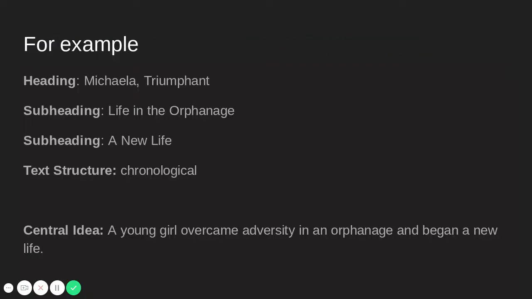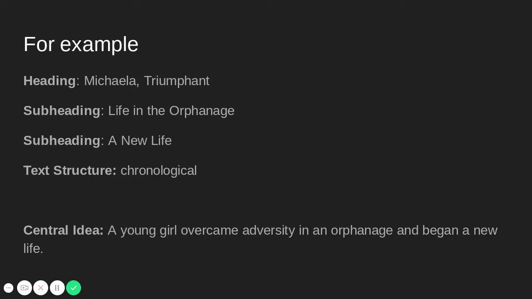So, for example, if I were to do that, the heading is Michaela and Triumphant. The subheading is Life in an Orphanage. The subheading is A New Life. And lastly, the text structure is in chronological order. So I would conclude and infer that the central idea of this text is a young girl who overcame adversity in an orphanage and began a new life.